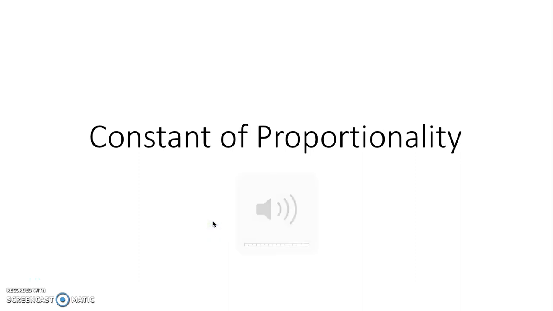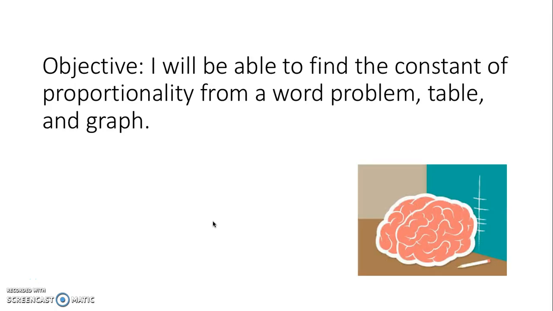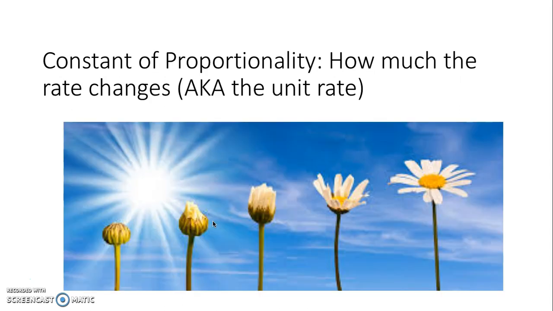Today we're going to be working on constant of proportionality. So our objective for today is I'll be able to find the constant of proportionality from a word problem, table, and a graph. All right, so first things first, let's define constant of proportionality. The constant of proportionality is how much the rate changes, aka the unit rate. So the constant of proportionality is the same thing as a unit rate.